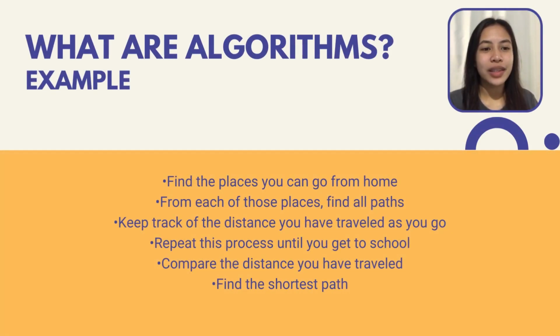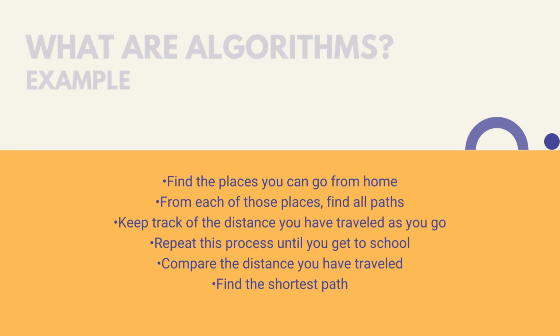Examples of algorithms: find the places you can go from home. From each of those places, find all paths. Keep track of the distance you have traveled as you go. Repeat this process until you get to school. Compare the distance you have traveled. Find the shortest path.